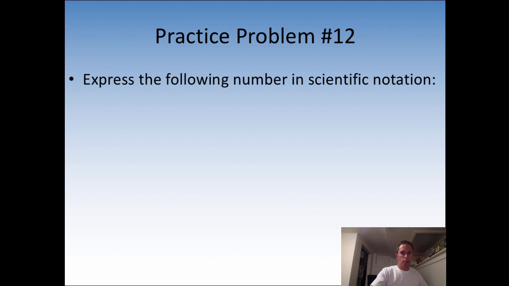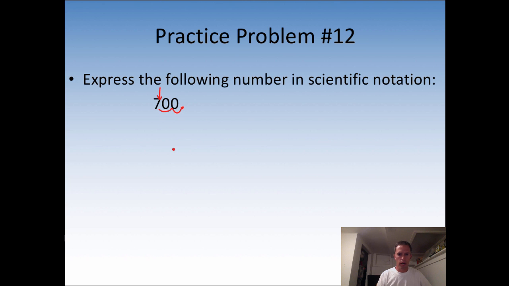Okay, practice problem number 12. We're going to express this number in scientific notation. So the number is 700. Again, it has an understood decimal place right here. So I always like to write where the understood decimal is. We want it so that there's one number to the left. So we want that decimal to be in between right here. So we're going to have to bump that decimal 1, 2 times.